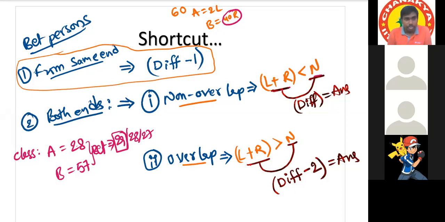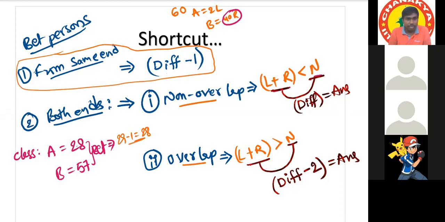The difference between the positions of A and B, minus 1. Yes, sir. What is the difference between their positions? 29. 29 minus 1 is 28. 28 is the answer for this question.